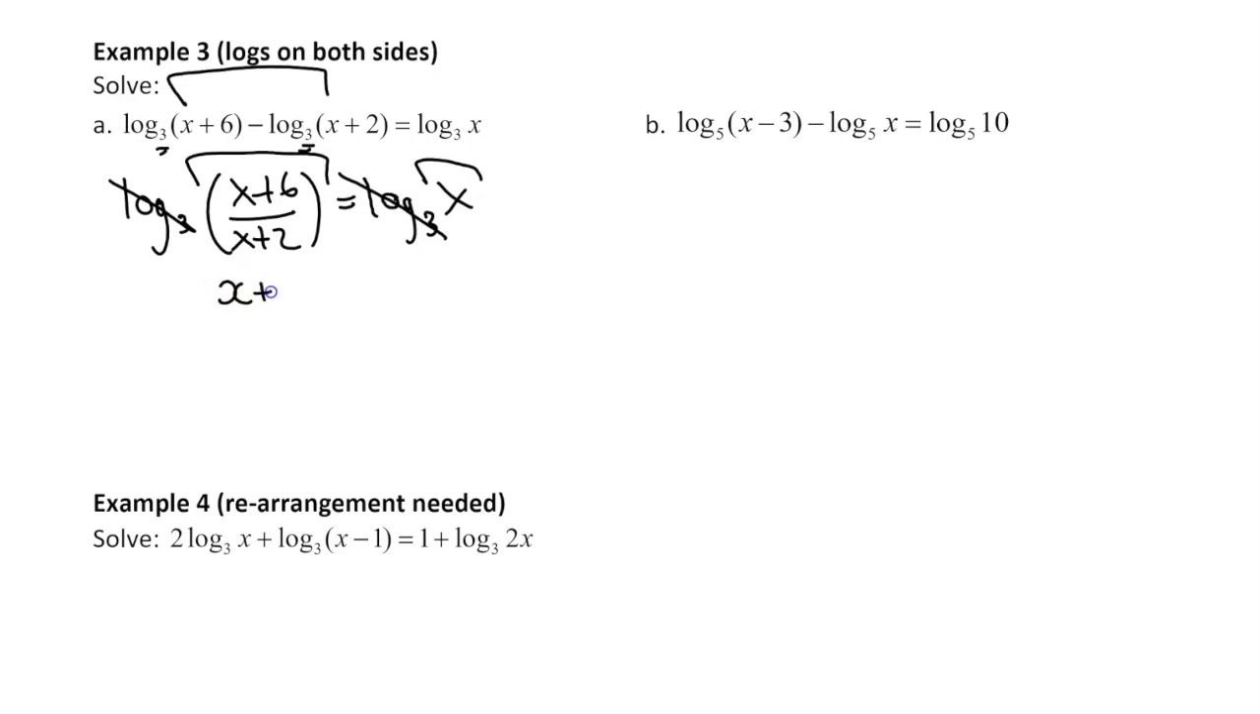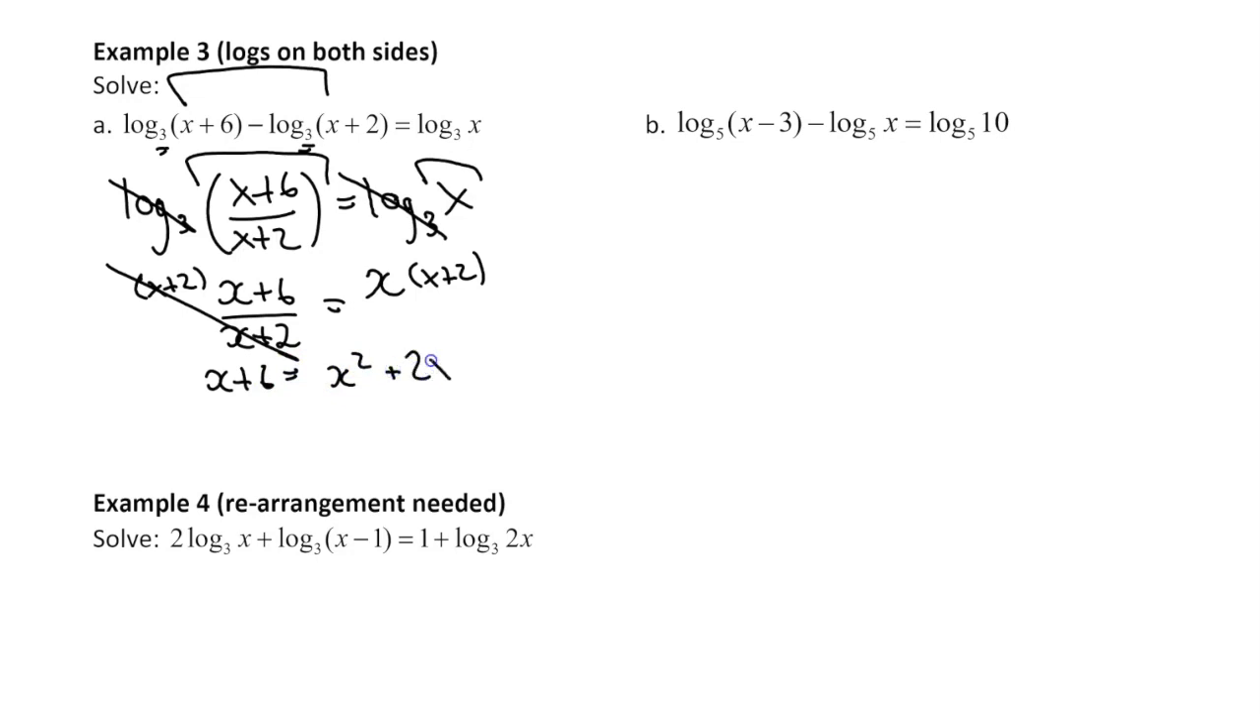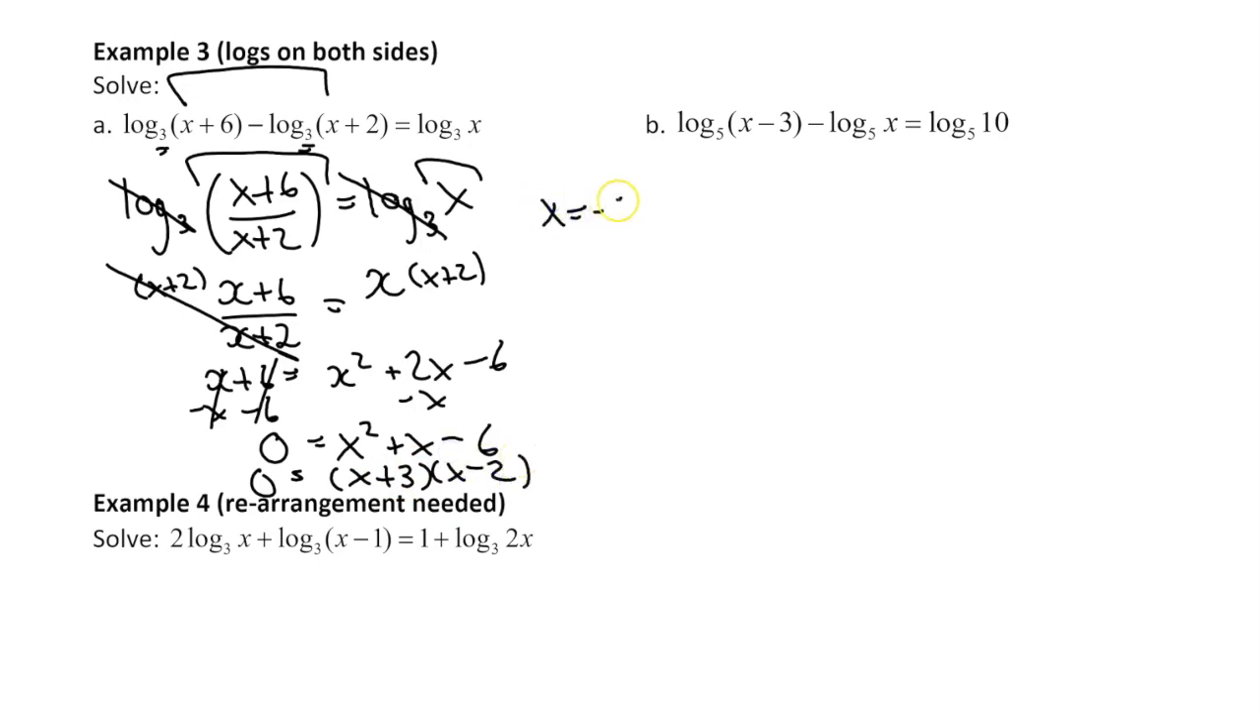And you could say (x plus 6) over (x plus 2) equals x. Multiply both sides by x plus 2, and you would get x plus 6 equals x squared plus 2x. Let's bring everything onto one side, and you would get x squared plus x minus 6, which factors to (x plus 3)(x minus 2). Then you would have a solution of x equals negative 3 and x equals positive 2.